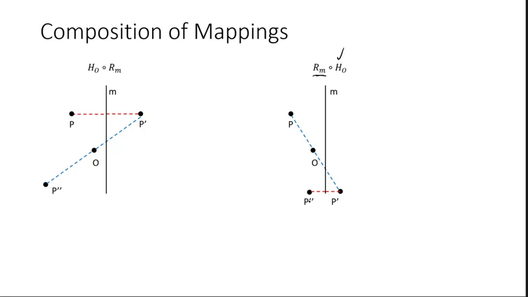our P double prime. So notice that these two compositions are not the same thing. We do not get the same result. P double prime is pretty close to line M, whereas P double prime for the first picture is a little further away. So notice that these compositions are not equal. Okay, so we verified indirectly again that the order does make a difference.